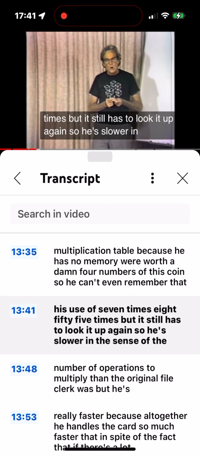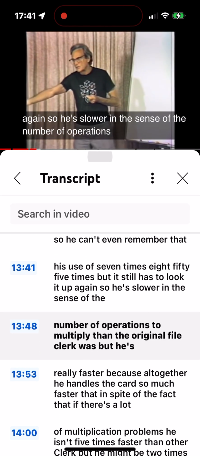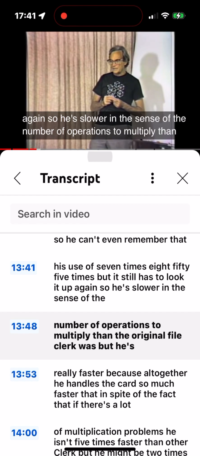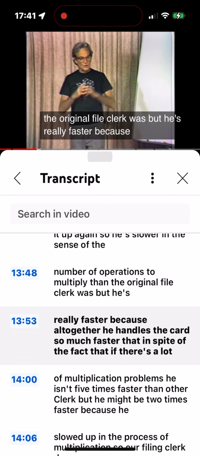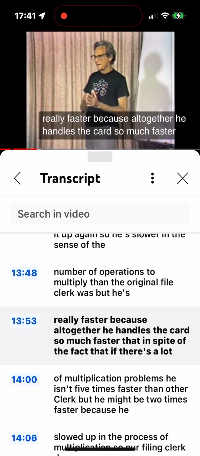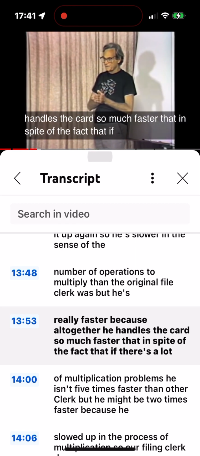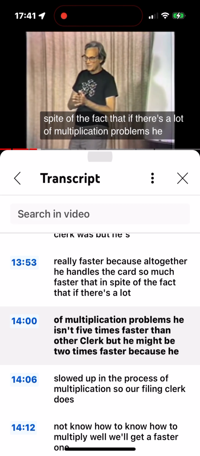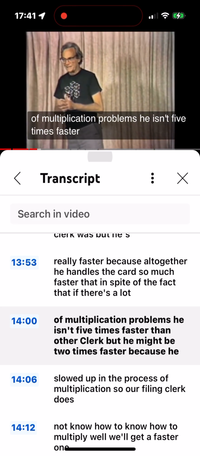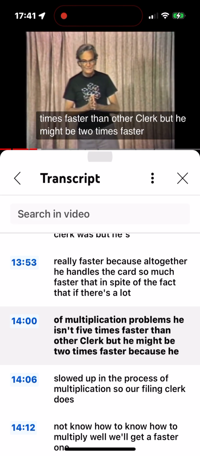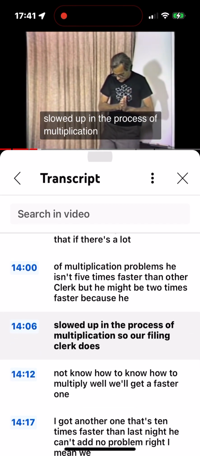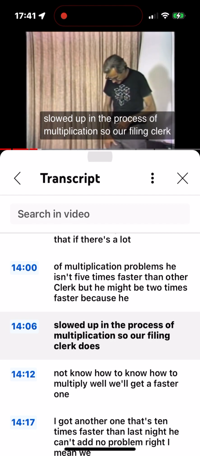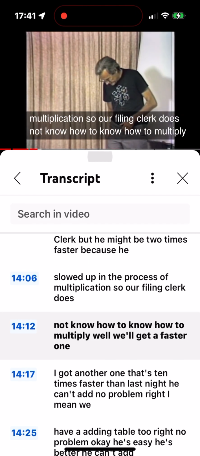So he's slower in the sense of the number of operations to multiply than the original file clerk was. But he's really faster, because altogether he handles the cards so much faster that, in spite of the fact that if there's a lot of multiplication problems, he isn't 5 times faster than the other clerk, but he might be 2 times faster because he's slowed up in the process of multiplication. So our filing clerk does not have to know how to multiply.